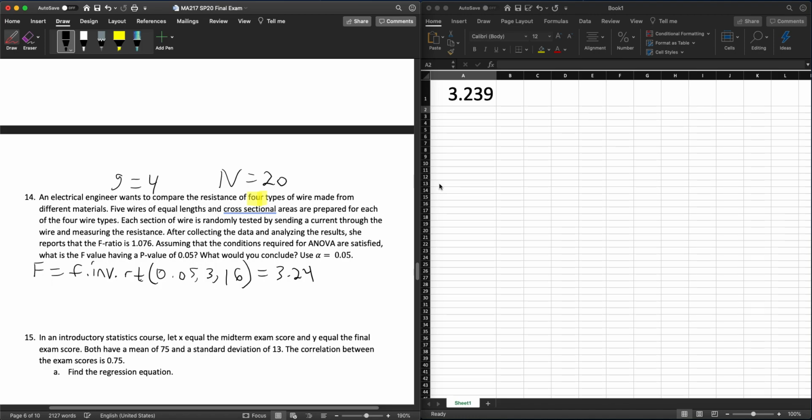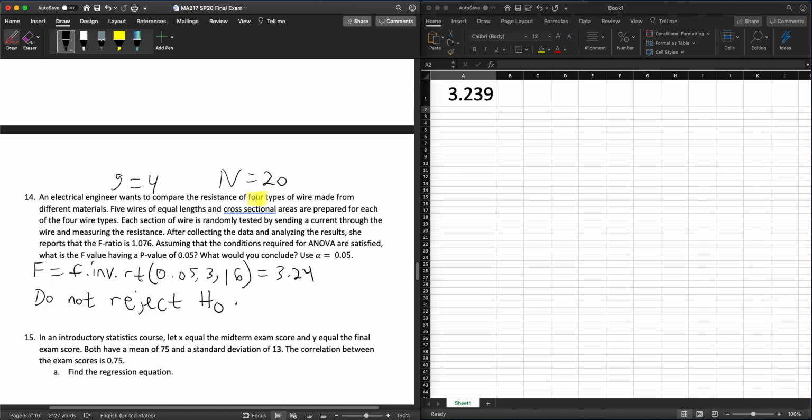3.24 is much greater than 1.076. Because of this, we would do not reject the null hypothesis. Why is that? Because this F ratio would need to be greater than the test statistic. It is not in this case.